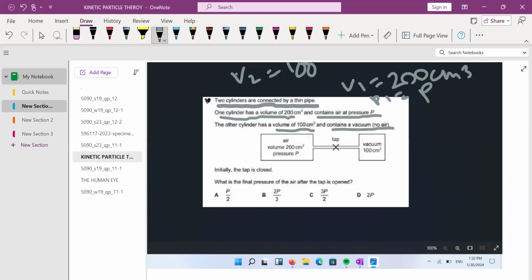So the diagram is shown. Initially the tap is closed. What is the final pressure of the air after the tap is open? So this is the tap. Initially this is closed. When this tap is open, what is the final volume? Means what is the volume, or you can say the V2 here. Okay, in this question we will be using the formula of P1 V1 equals P2 V2. I hope you remember that this formula is of Boyle's law.